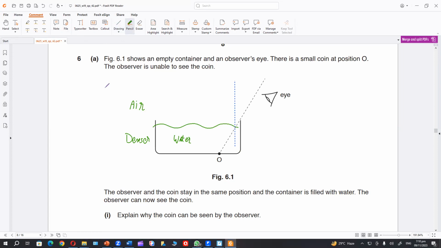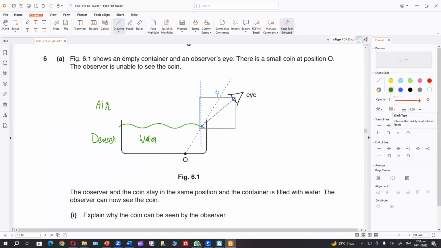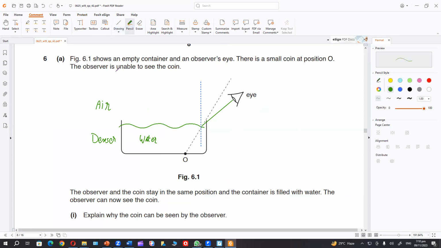Now the wave will bend, and after bending, it will be able to reach the person's eye. Look at this explanation. Now this is the thing.